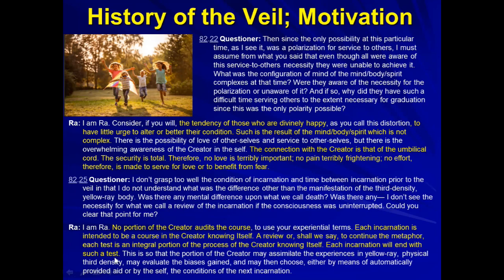So from Ra's point of view, the review at the end is like the test. How did you do in the class, right? Like the final exam in university, a test for each semester of a class. This is so that the portion of the creator may assimilate the experiences in yellow ray, physical third density, may evaluate the biases gained, and may then choose, either by means of automatically provided aid or by the self, the conditions of the next incarnation. So that's his answer to that.